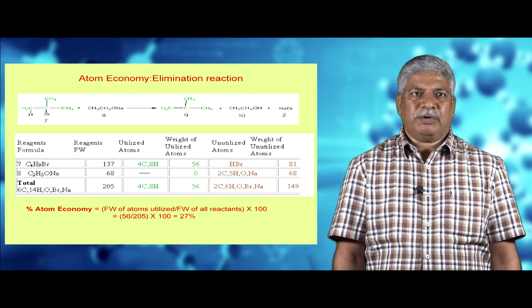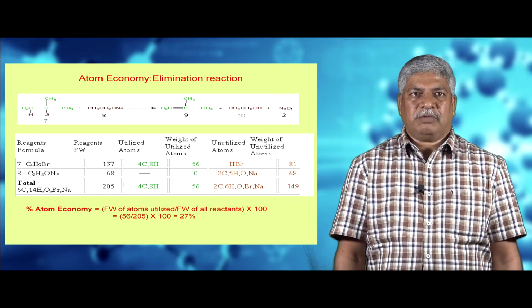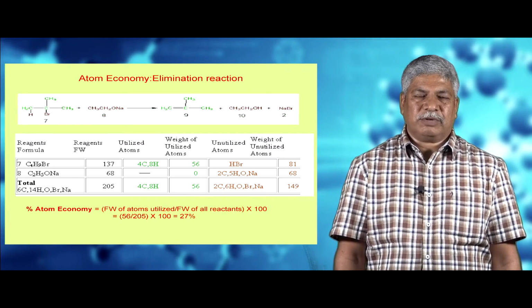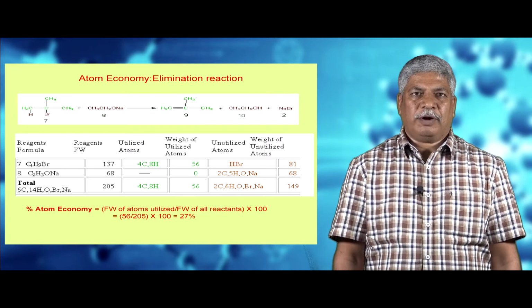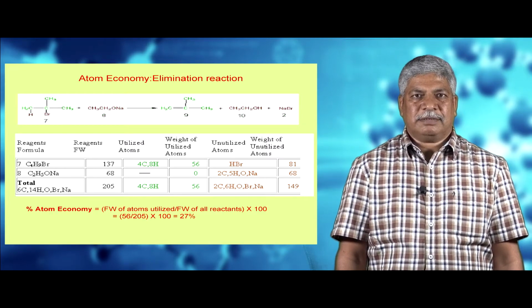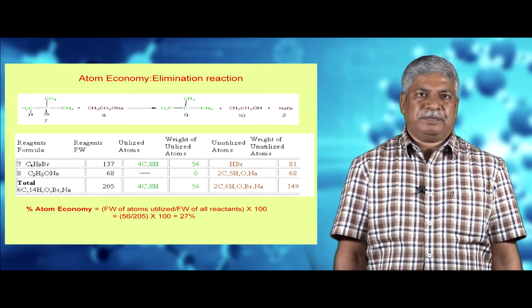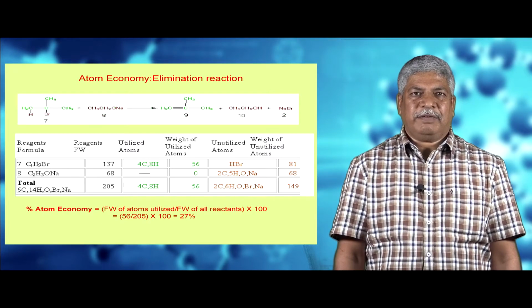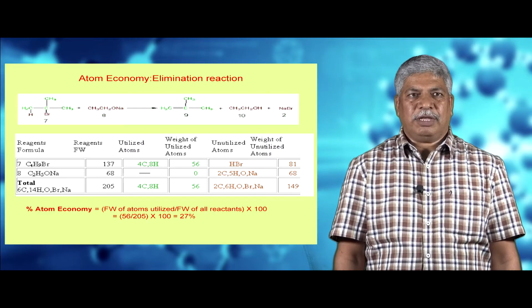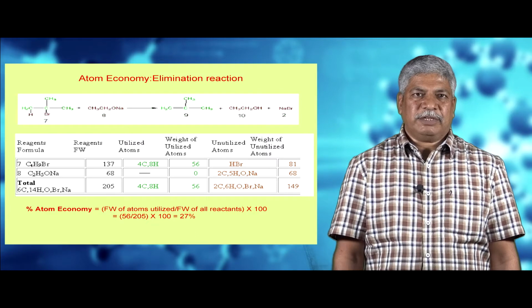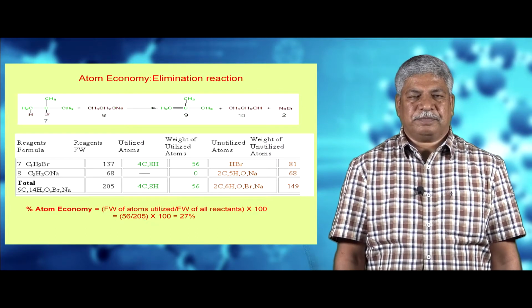Say tertiary butyl bromide. It reacts with sodium ethoxide to form isobutylene and ethanol and sodium bromide. So here we have eliminated an ethanol molecule from the reactants. So it gives isobutylene as the product.